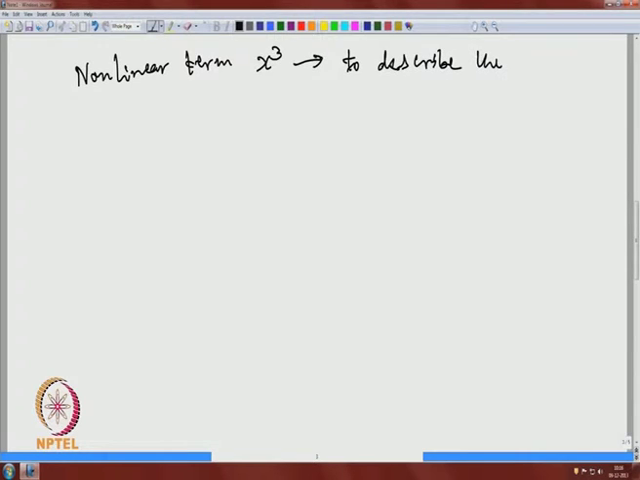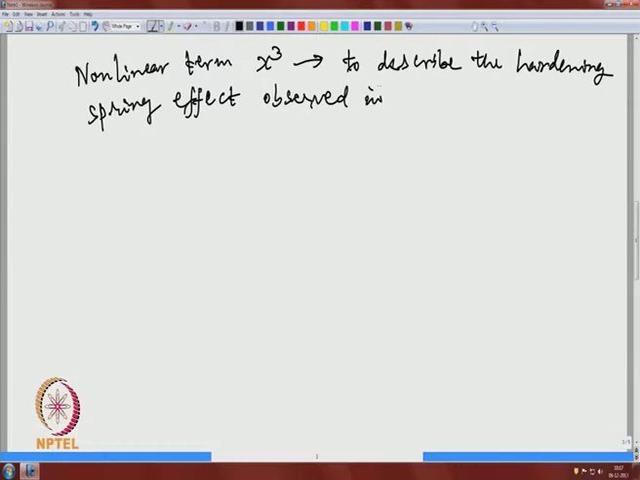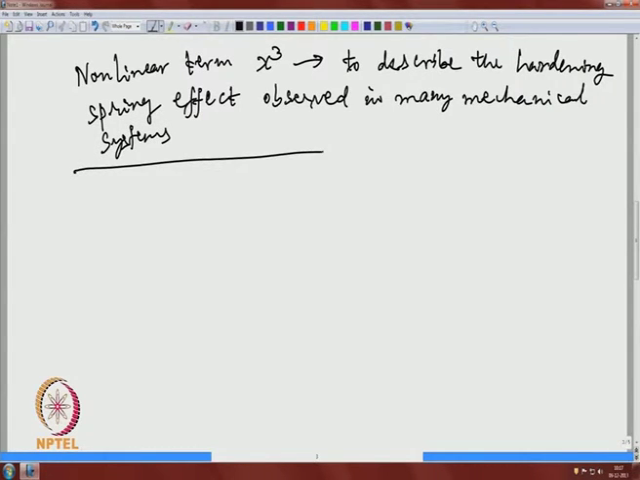the hardening spring effect observed in many mechanical systems. Okay. So, with this we move to the next example.